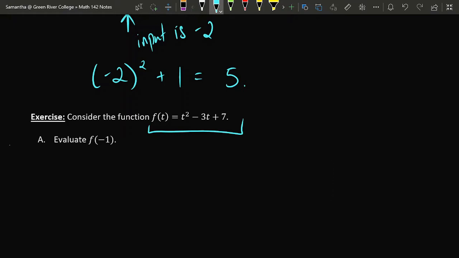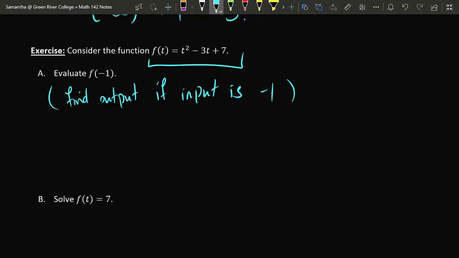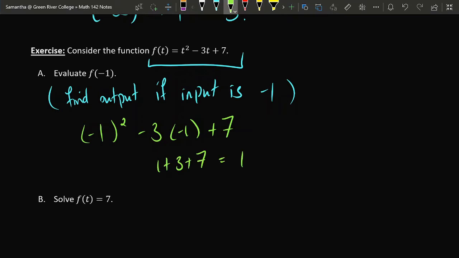So let's see if we can evaluate f of -1. Let's see if we can find the output if the input is the number in the parentheses, -1. So following the instructions, I'm going to take that -1 and square that number. I'm going to take the number -1 and multiply it by -3. And then I'm going to combine those two results and add 7. So I get 1 plus 3 plus 7, and I get the number 11. That would be the output based on this given rule.